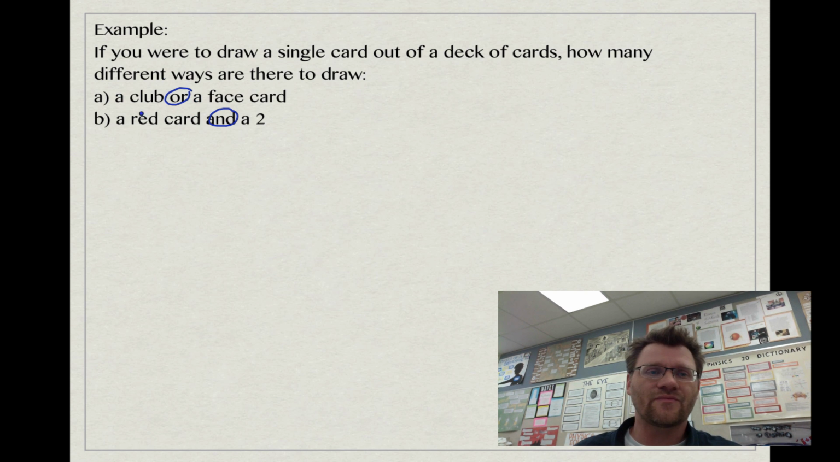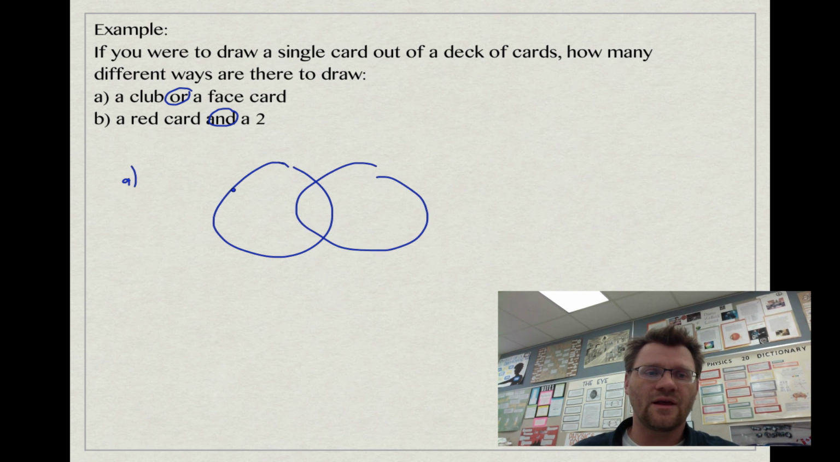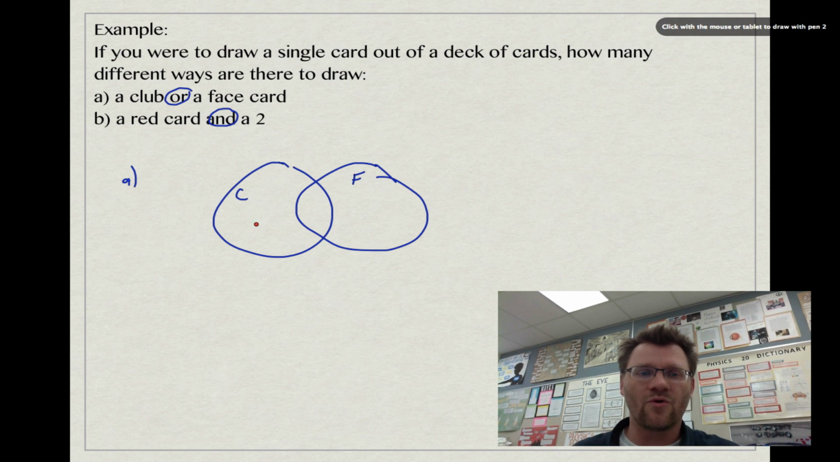So we're talking about a club or a face card. For part A, if we had our Venn diagram, and we had clubs over here, and we had face cards over here, and we're looking for or, we hopefully remember that or means it could be either in C or in F or in the middle.